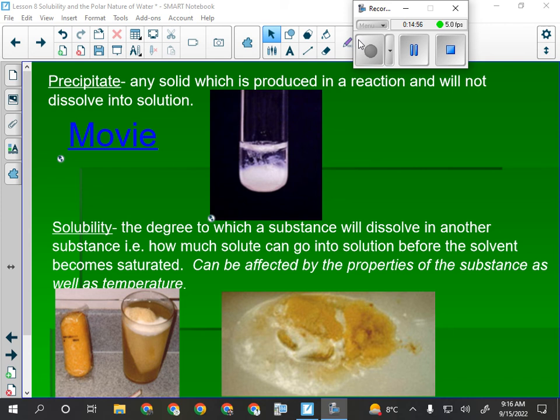So, butter, is that soluble in water? If I drop a stick of butter in a glass of water, does it dissolve? No.